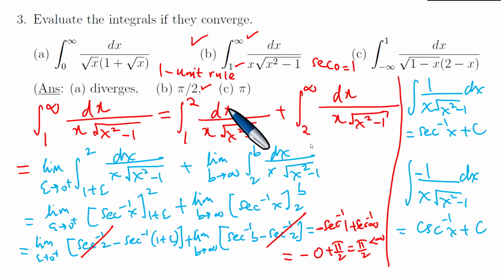Let's see what he's saying. How did we manage to get two for the interval? We got two by using what you call the one unit rule. What is the one unit rule? The one unit rule means that if there's a problem at a limit of integration, you can add the number one. Here you have one plus one, which is equal to two. Then you start from two and run up to infinity.